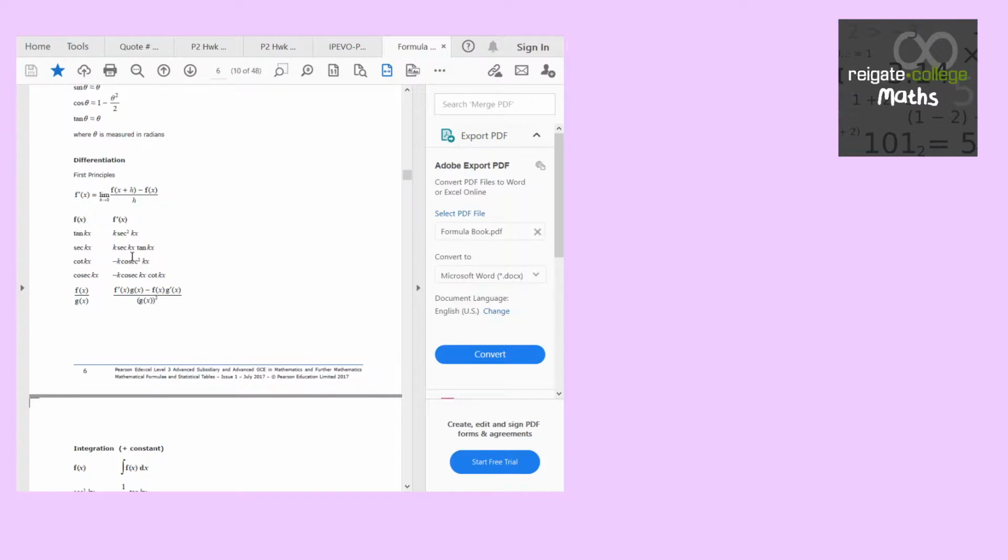So we can see here, if we had k sec of kx tan of kx, so for example if k was 2, 2 sec of 2x tan of 2x, if we integrate that, we would get sec of 2x. So that's what we're going to use to integrate some functions.